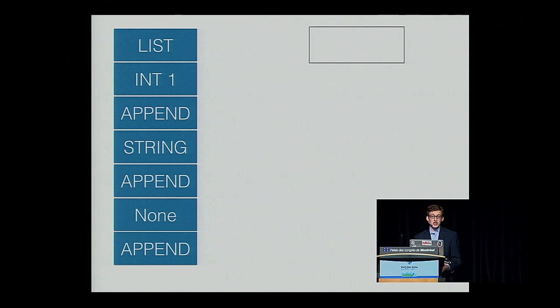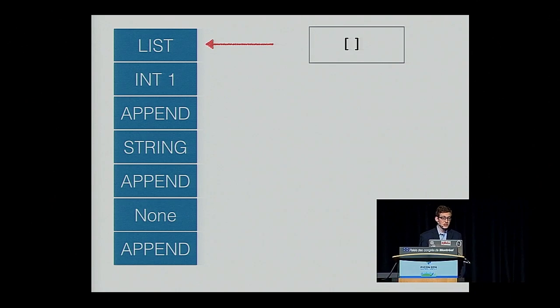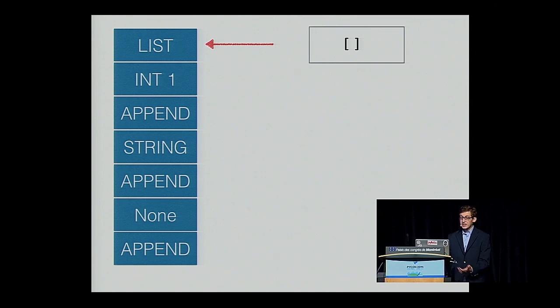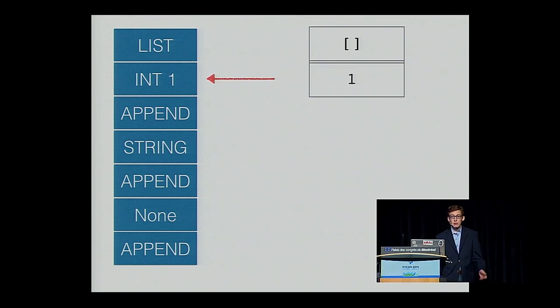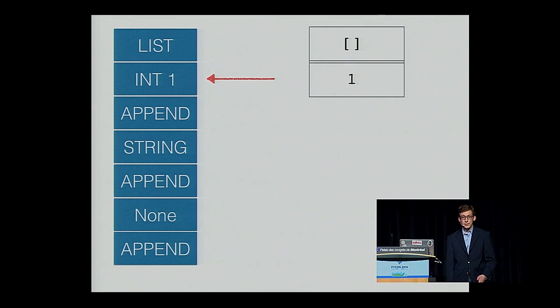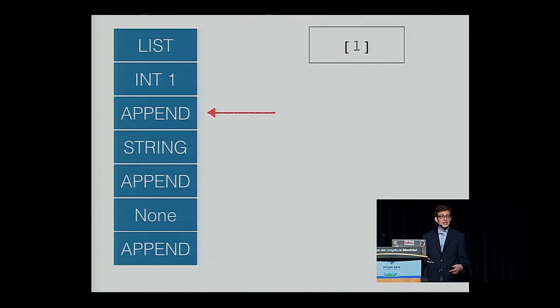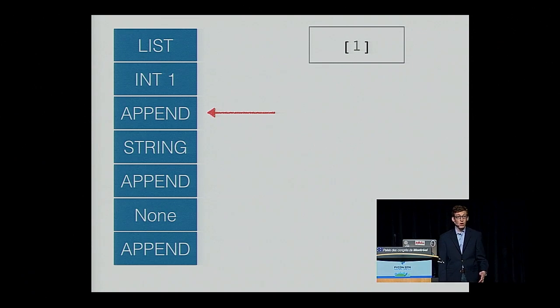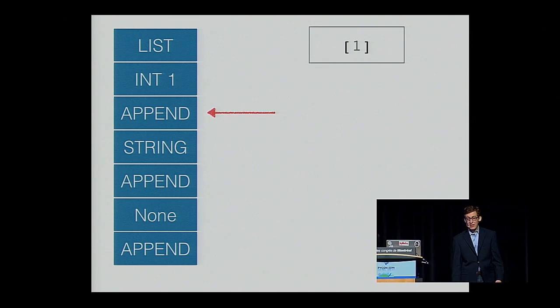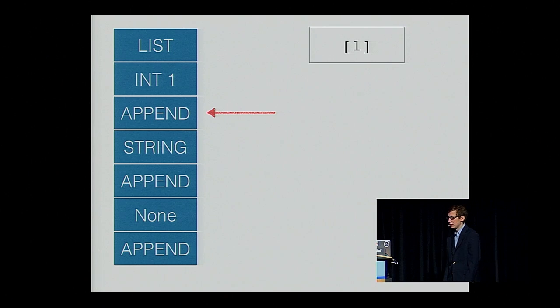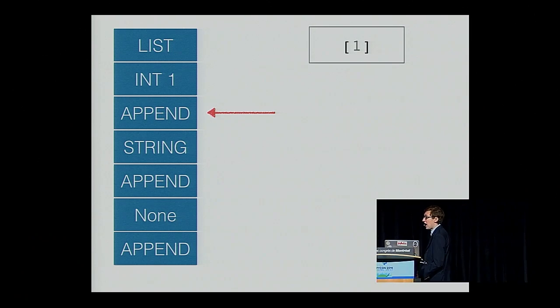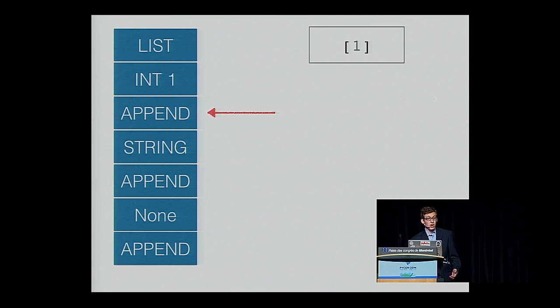So the first instruction we have is list. What does list do? It pushes an empty list to the top. Then we have this int instruction with the number 1. It will then push the number 1 to the top. So now our stack has two items, an empty list and the number 1. Append will then take the top item, the number 1, and remove it, and then it will append it back to the list. So now we have one item on our stack, which is just a list with the number 1 in it.